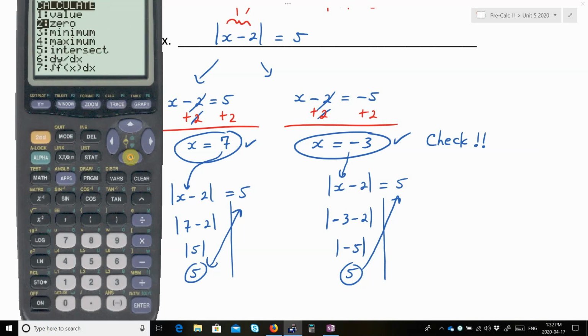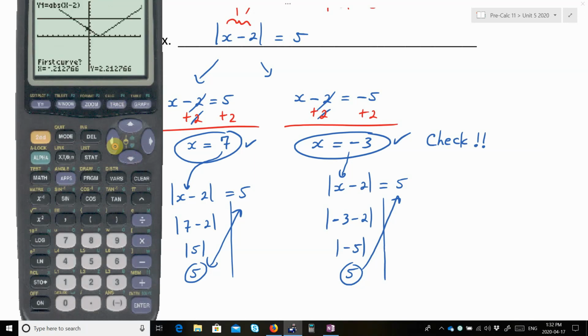So if we were to calculate an intersection point, first curve is the absolute value, second curve is the straight line, and then we're going to guess that it's right there. Negative 3 comma 5, and we got that x value of negative 3. Good. Let's go find the other intersection point. First curve is the straight line, the second curve is the absolute value, and I'm going to guess that it's right about there. Intersection at x equals 7.